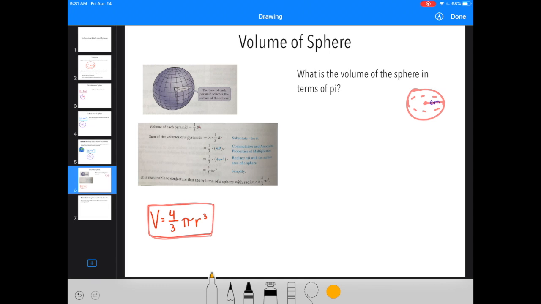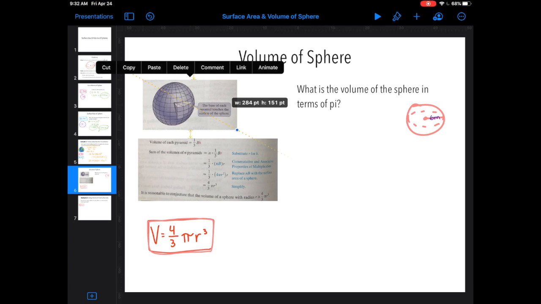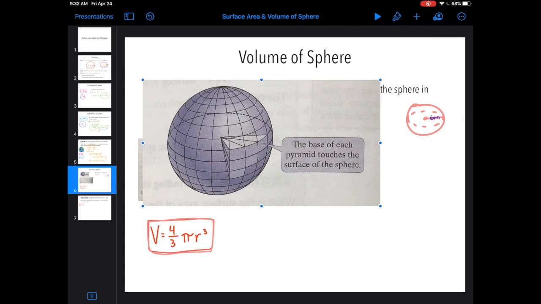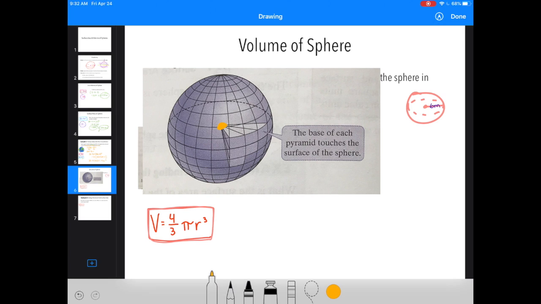Okay. When we think of a sphere, theoretically, the composition, which I'm going to make a little bit bigger, the sphere is technically a ton of different pyramids mushed together. Okay. With the point of the pyramids being in the center and the bases being along the outside. So technically, when we found the surface area, we found the surface area of all these different bases of the pyramids combined together.